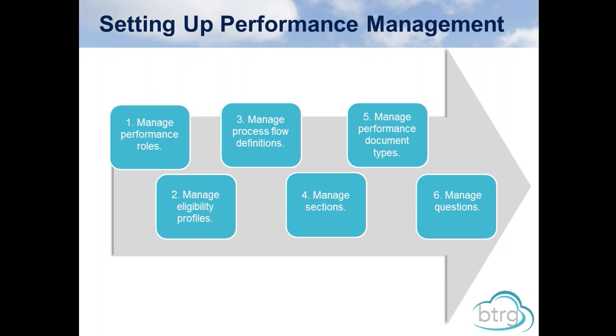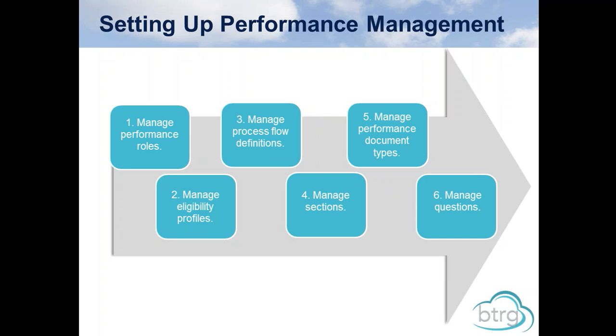Then step two, you're going to manage the eligibility profiles. And there, what you're doing is deciding who gets what evaluation. So based on job criteria or whatever you want it to be based on, you can decide who gets what evaluation. Then step three, you're going to manage the process flow definitions. So that's basically deciding which tasks are going to be part of your performance evaluation and what order those are going to be done in.